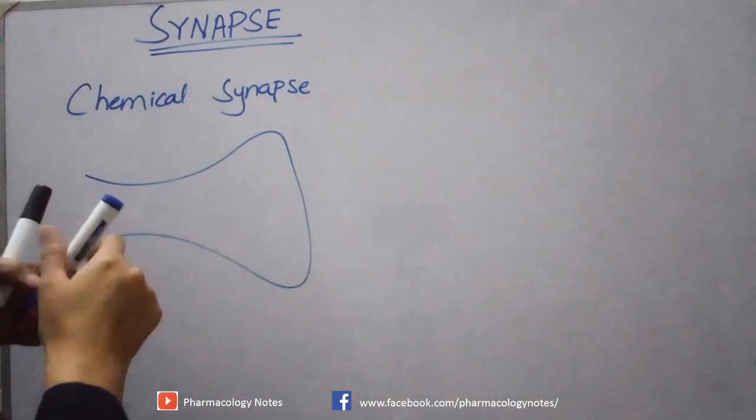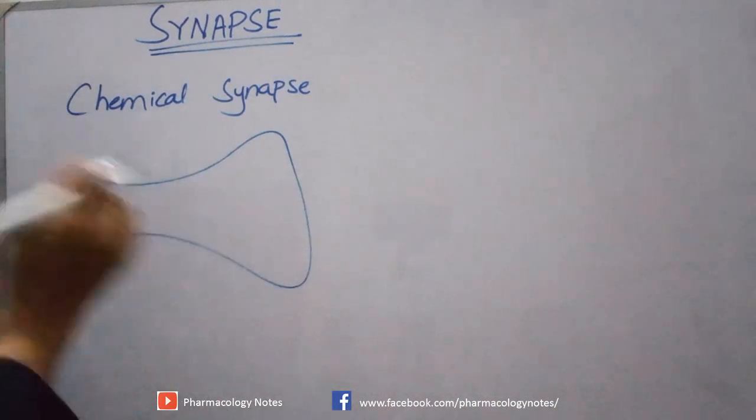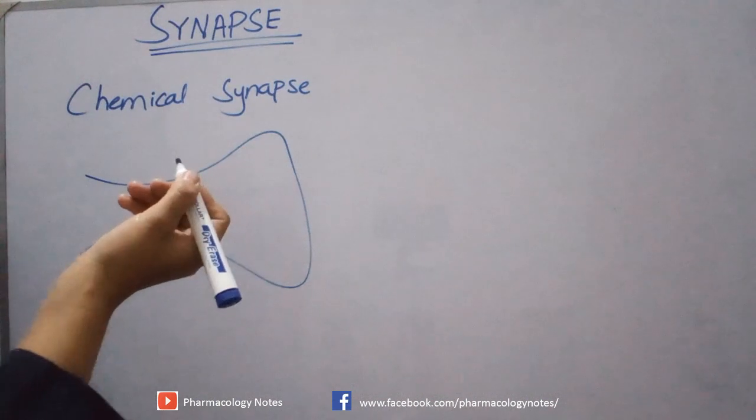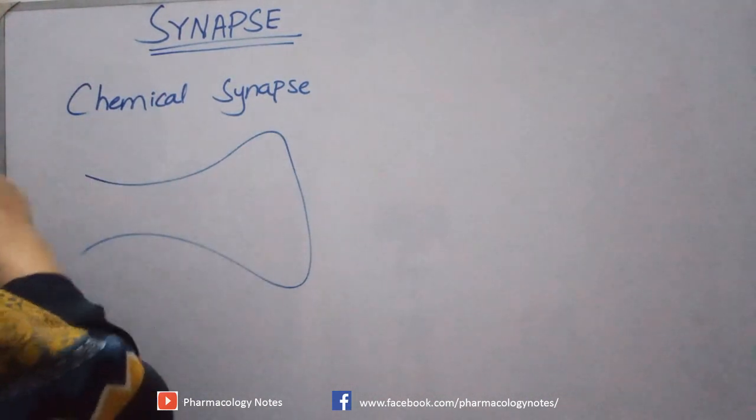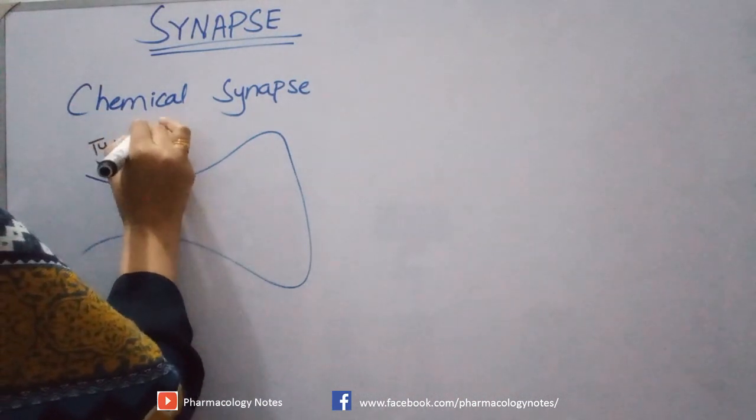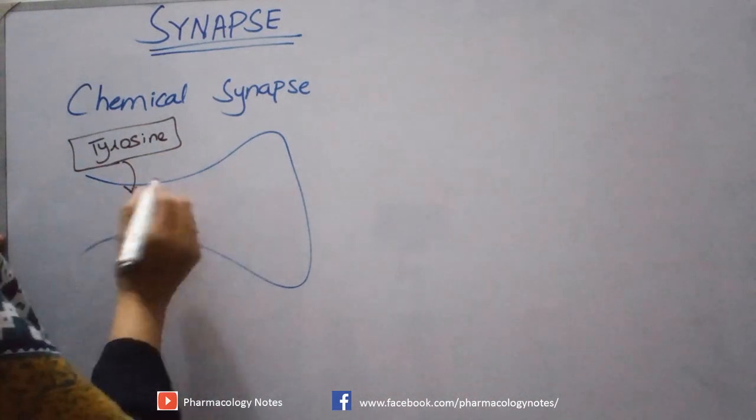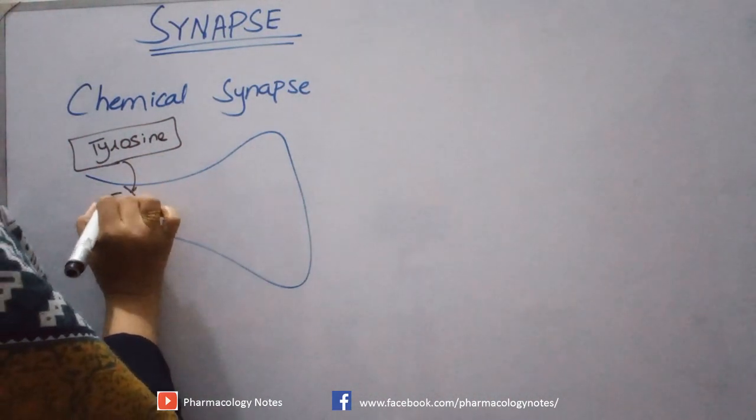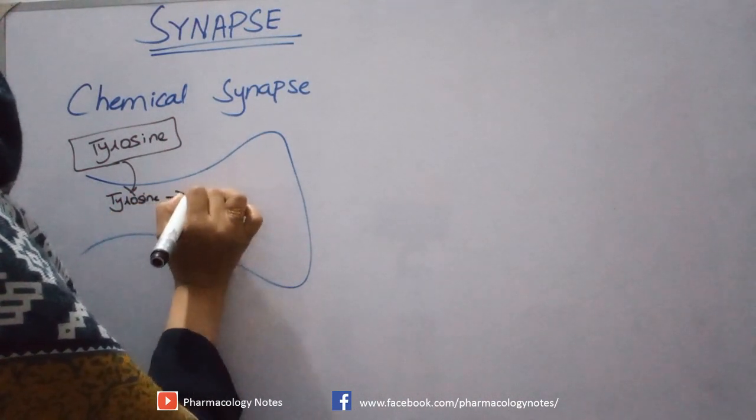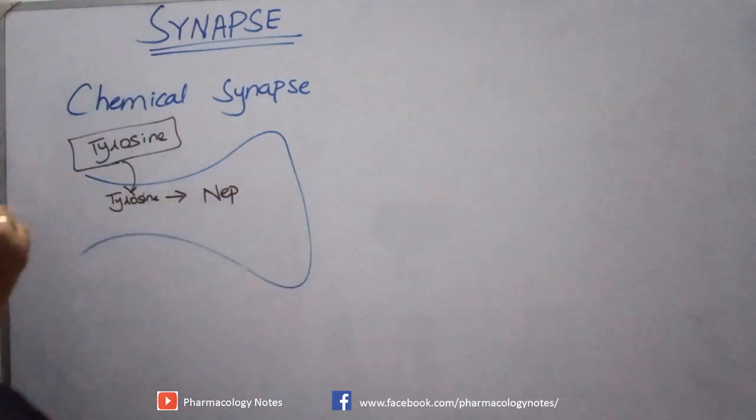This one is the presynaptic neuron, and in the presynaptic neuron neurotransmitters are present. A neurotransmitter is synthesized from a precursor. For example, in the case of norepinephrine, we will have a precursor, yes, tyrosine. This tyrosine moves from the extracellular side into the presynaptic neuron cytoplasm, and here this tyrosine is converted into dopa and then dopamine and ultimately into norepinephrine.